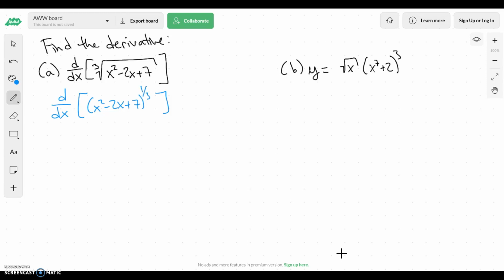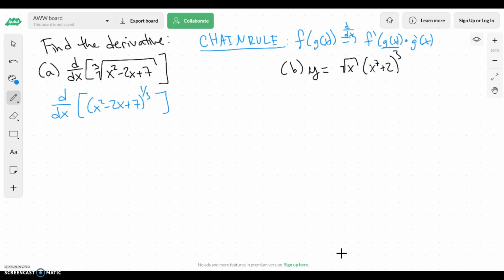Okay, now if you remember the chain rule, and I'll write it over here, what the chain rule says is that if I have a function within another function, then the derivative of this, d over dx, is just going to take the derivative of the outside function, leave the inside by itself, and then multiply by the derivative of the inside function, okay?